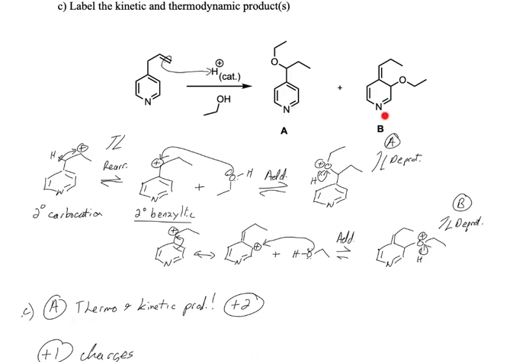So if I just look at A and B, A is more stable than B because A is aromatic. There's an aromatic ring there. B doesn't have an aromatic ring. So this is a thermodynamic product.